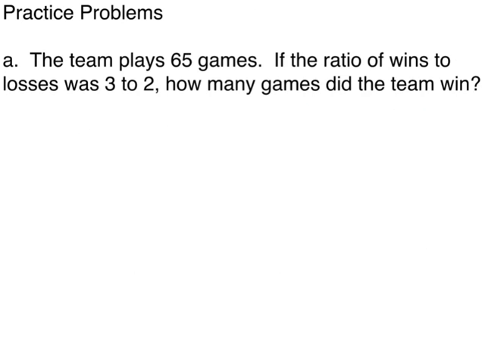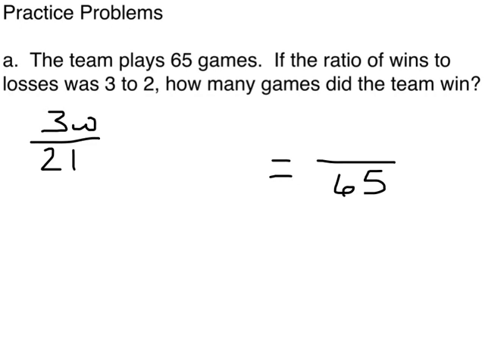A says the team plays 65 games. If the ratio of wins to losses was 3 wins to 2 losses, how many games did the team win? Well, the team played 65 in all. So we need the total. So we add the 3 plus the 2 is 5. We want to know how many they won, so we're going to use the 3 right here. And we'll use a W right here.